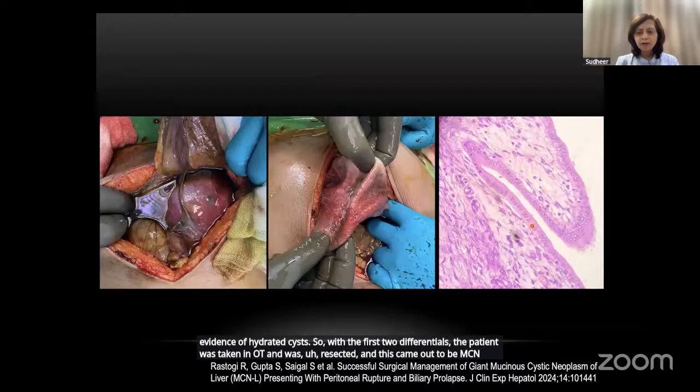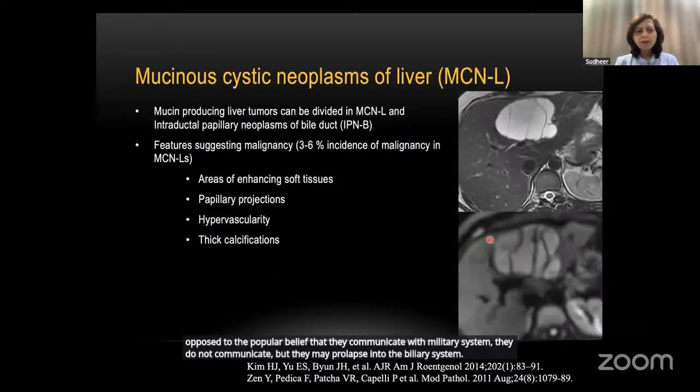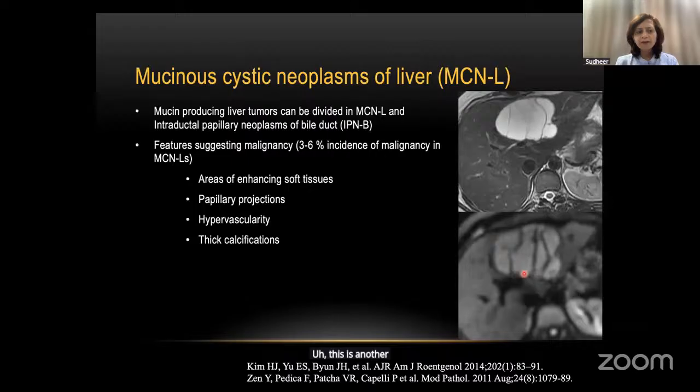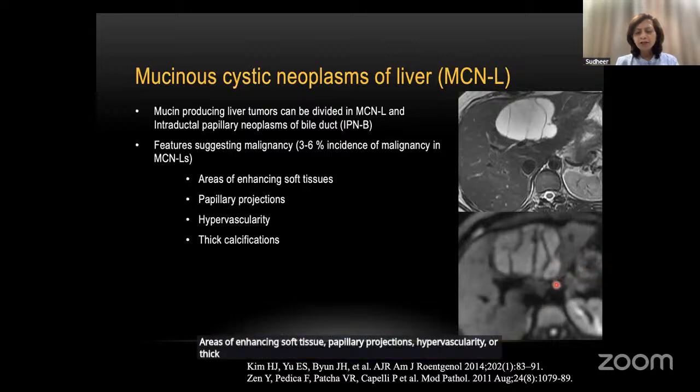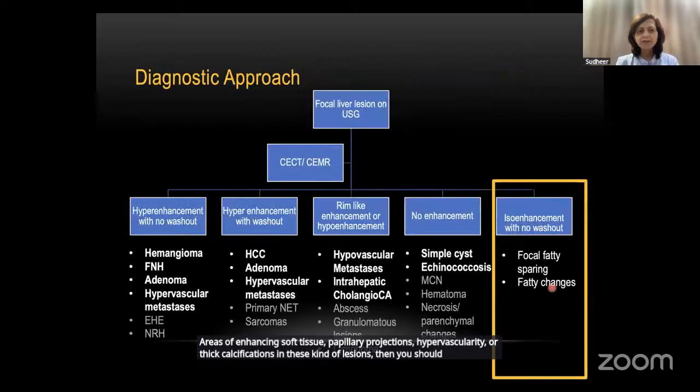There is an ovarian kind of a stroma. And the content which was projecting into the biliary system was actually a prolapse of MCN rather than exactly a rupture. So these tumors classically, as opposed to the popular belief that they communicate with biliary system, they do not communicate, but they may prolapse into the biliary system. This is another classical case of MCN spotter kind of case. And whenever you see areas of enhancing soft tissue, papillary projections, hypervascularity, or thick calcifications in these kind of lesions, then you should always suspect malignancy.